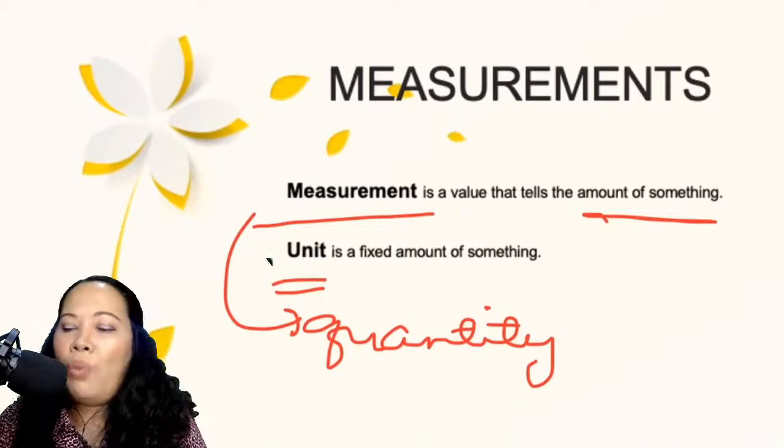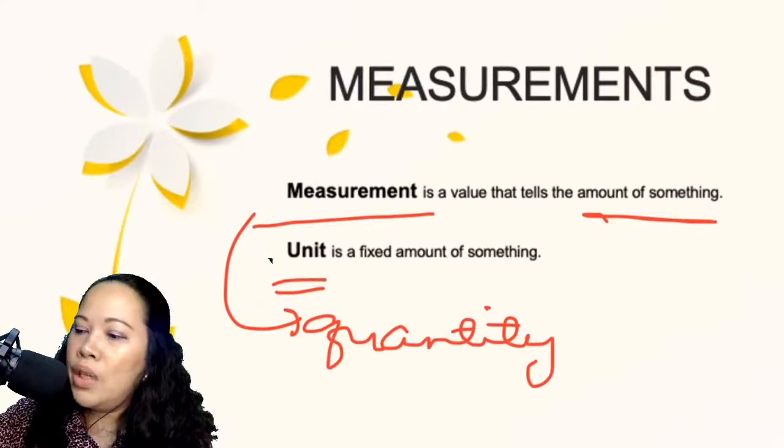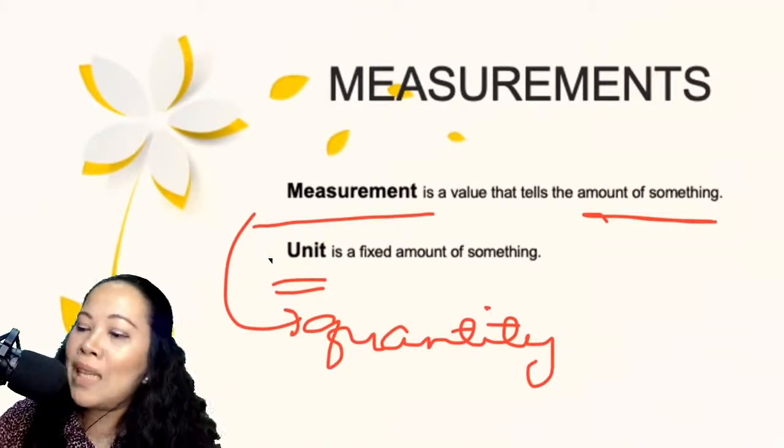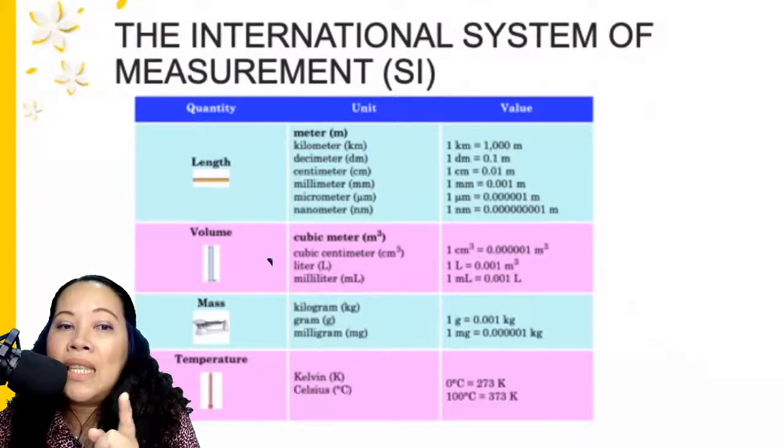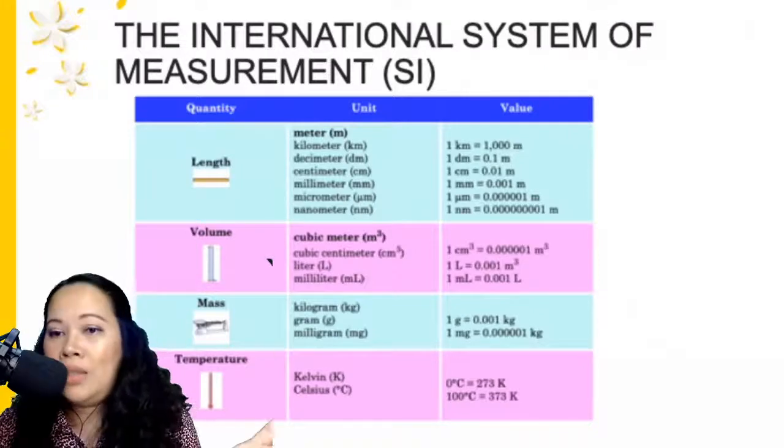So if we talk about units, there are actually 2 systems. The first one is the English system, or the old system.